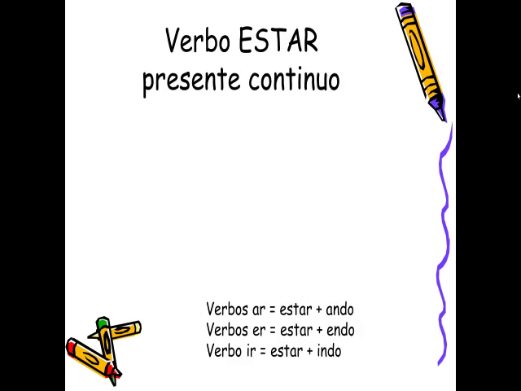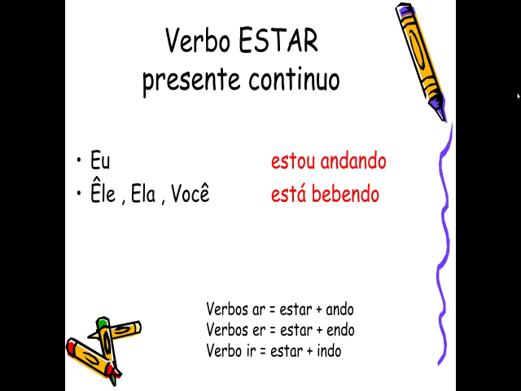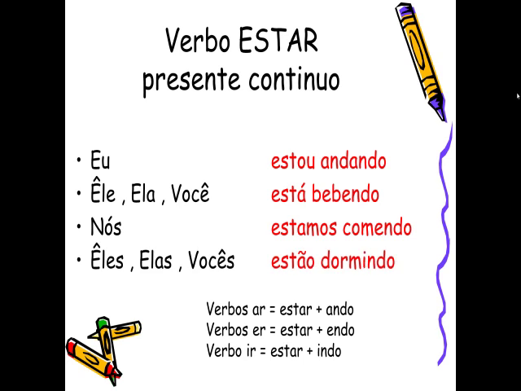We can use it to do an action in progress, present continuous. Eu estou andando. Ele, ela, você está bebendo. Nós estamos comendo. Eles, elas, vocês estão dormindo. The way we do this is we change the ending of the verb: AR goes to ANDO, ER to ENDO, and IR to INDO. That's where the ING in English comes from, okay?